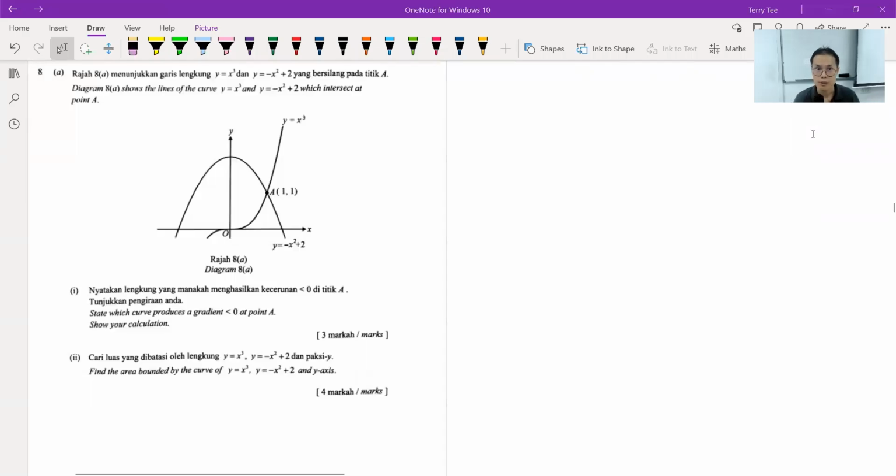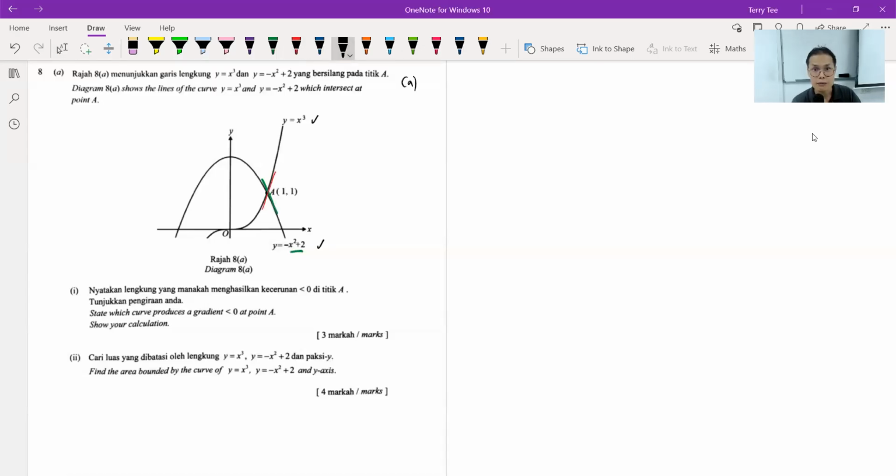Okay, moving on to question number 8. The first part is differentiation, second part is integration. So here we have a curve y equals x to the power 3 and y equals negative x squared plus 2. We're supposed to state which curve produces a gradient less than 0 at point A. Actually, you can see the curve that gives us the negative gradient is the second curve, because the gradient is going downwards, while the first one is going upwards. But we have to show it, so I have to differentiate one by one.